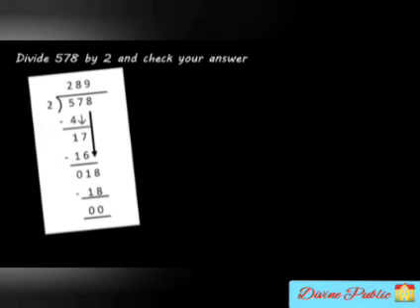Here 578 is the dividend, whereas 2 is the divisor. In the division, we have to divide the dividend from the extreme left. So we will start the division from the 5. We will read the table of 2 so that 5 or less than 5 will come. So 2 times 2 is 4.